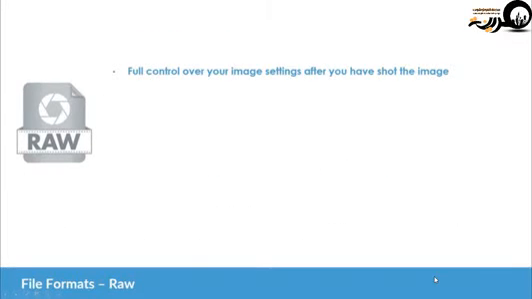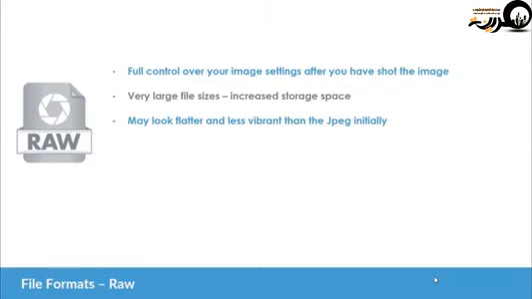Now, full control over your image settings after you've shot the image is one of the big advantages of a RAW file. You can work and work and work on a RAW file, and you can always go back to the original one. They're a really, really safe way of working for photographers, but they do create very large file sizes, so they do take up a lot more space on your memory cards. But memory cards are very affordable now. You can get 32 gig memory cards for absolutely nothing now. So that really shouldn't be an issue at this stage.